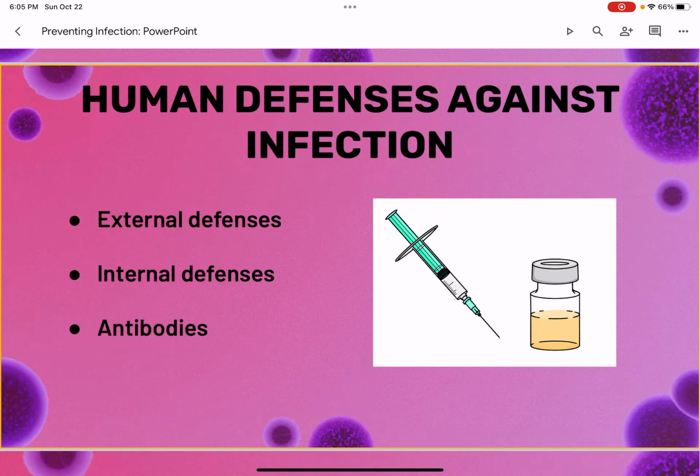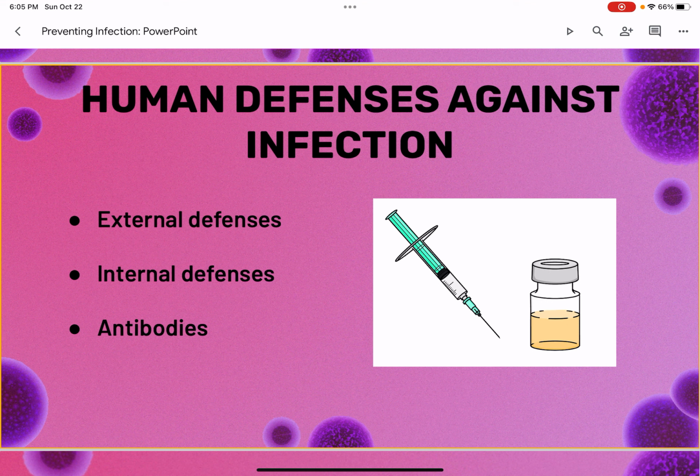The body has both external and internal defenses against infection. External defenses include the skin, mucous membranes, hair in the nose and ears, and good hygiene. Internal defenses refer to the immune response. So blood will go to the area to clean away pathogens. That results in erythema, edema, and warmth. White blood cells will attack the pathogens, which results in pus. And an increased body temperature or fever helps to destroy the pathogens.